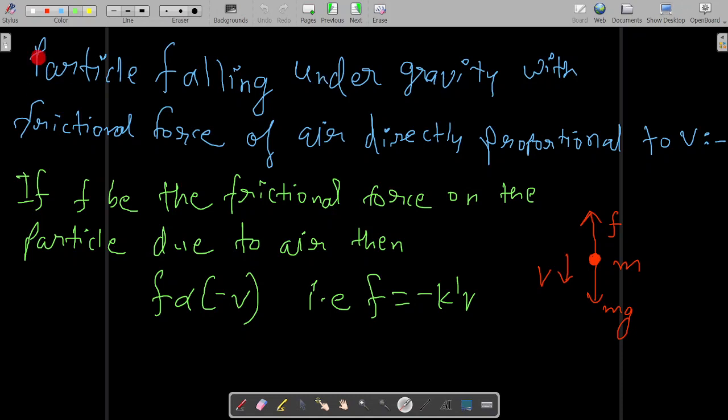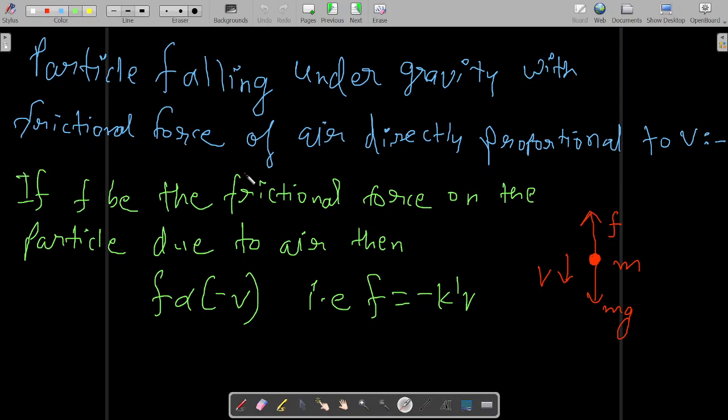So we will start from here: a particle falling under gravity with frictional force of air directly proportional to V, and all these things. Now this is also just an assumption. The frictional force is following a perfect directly proportional to V law. All these are also assumptions. In reality, Earth has an atmosphere, that is true. But is it true that there is no wind blowing on the Earth?